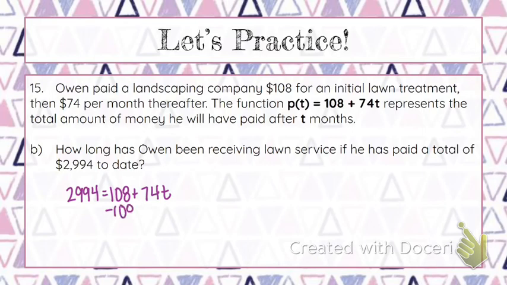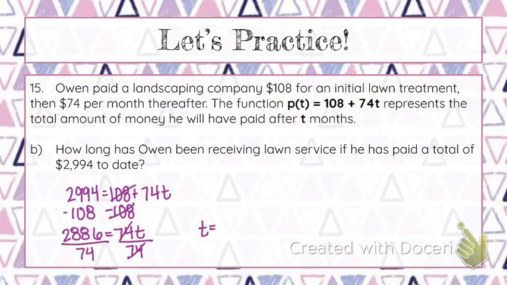So first we'll subtract 108 from both sides. And that'll give us 2,886 equals 74T. And we'll divide both sides by 74. And that will give us T equals 39. But what does the number 39 mean? It asks us how long. So is it 39 days, 39 years, 39 weeks? It tells us here that T is time in months. So this is 39 months.